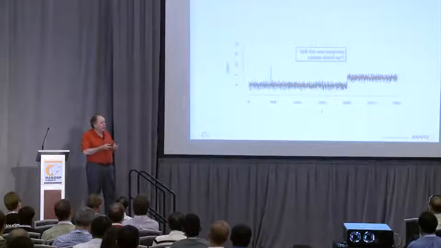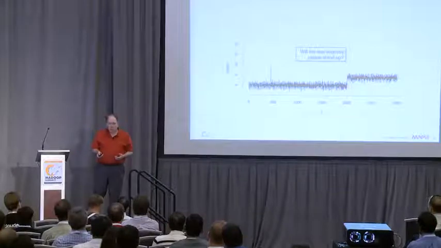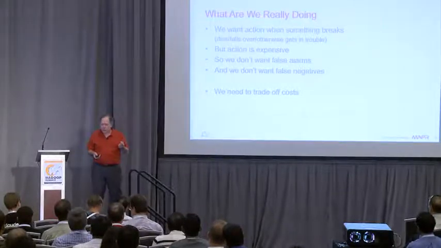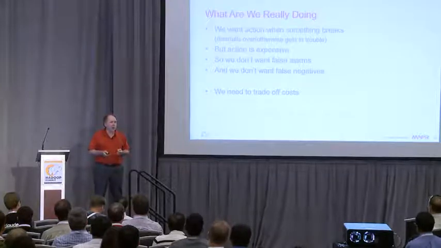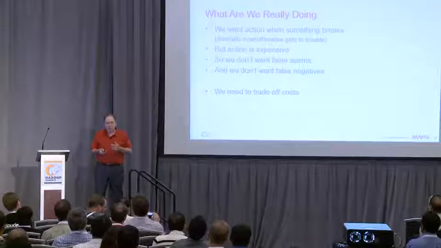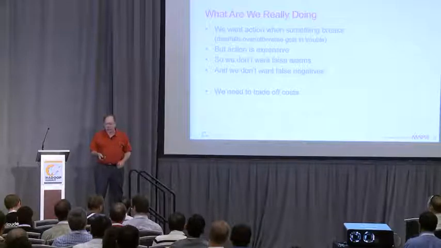The key question of what is an anomaly depends on what normal is. And normal's really a judgment sort of call. So we want to take action when something breaks or otherwise misbehaves or just behaves outside of our experience. We want to avoid taking action because it's expensive. And we don't want false alarms. We do want true alarms.